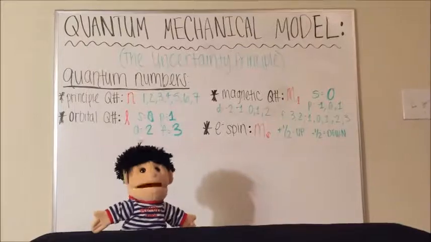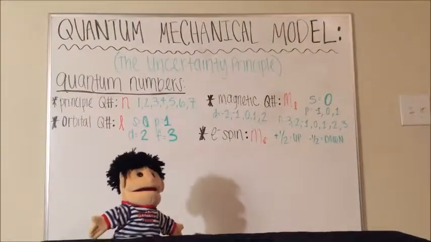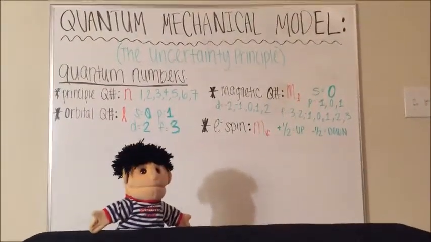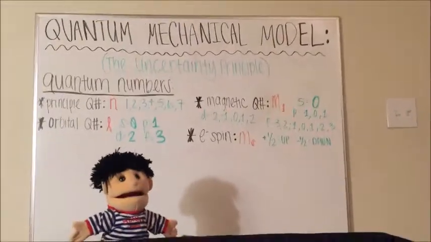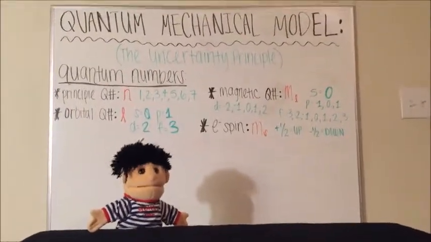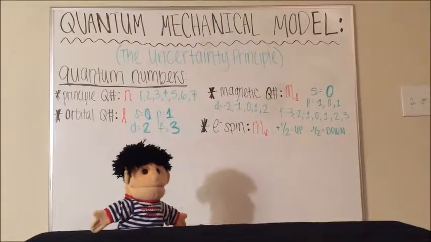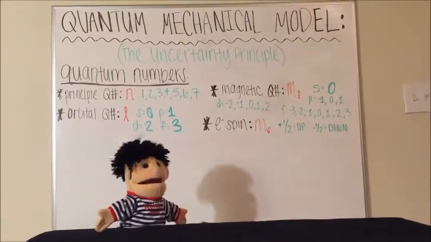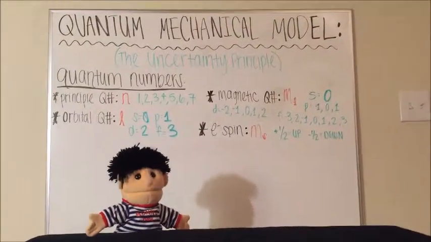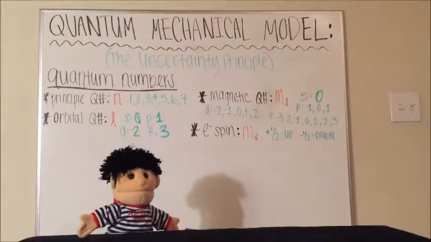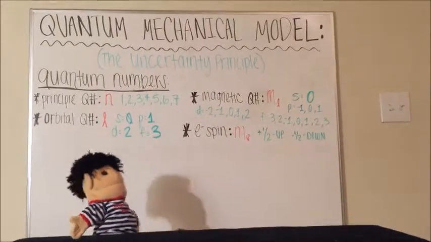There's the principal quantum number, which is also known as the periods on the periodic table. There's the orbital quantum number, which describes the shape. There's the magnetic quantum number, which describes the x, y, z, etc. axes of the orbitals. And finally, there's the electron spin, which can be up or down.